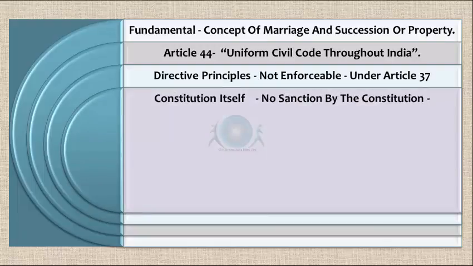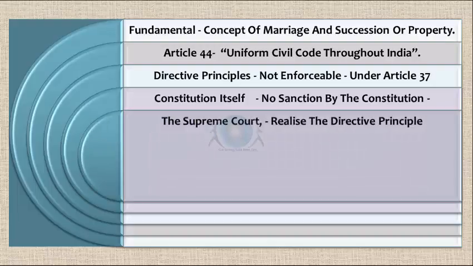The Constitution itself is unclear of its stand about the implementation of the Uniform Civil Code. Therefore, there is no sanction by the Constitution to make it mandatory. The Supreme Court itself, on several instances, has directed the government to realize the directive principle enshrined in the Constitution with regard to the Uniform Civil Code.